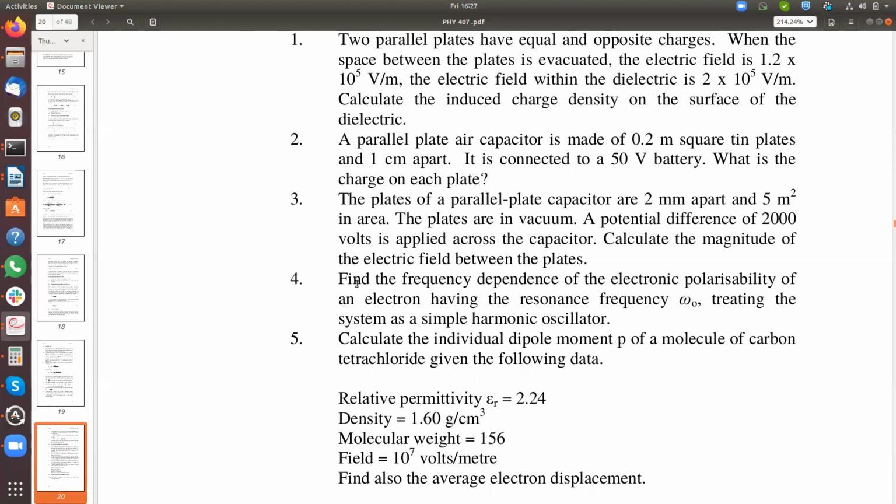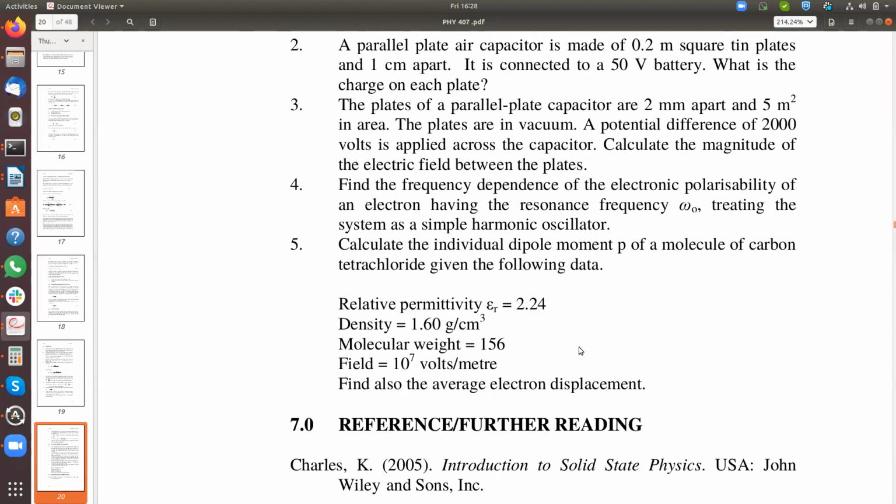And also question 4 says: find the frequency dependence of the electric polarizability of an electron having a resonant frequency of omega naught, treating the system as a simple harmonic oscillator. I believe this is a bit technical because we have not discussed simple harmonic oscillators in this course, but the problem is talking about a simple harmonic oscillator. Nevertheless, there is no way we talk about a simple harmonic oscillator without talking about the frequency. But you can as well try your luck.